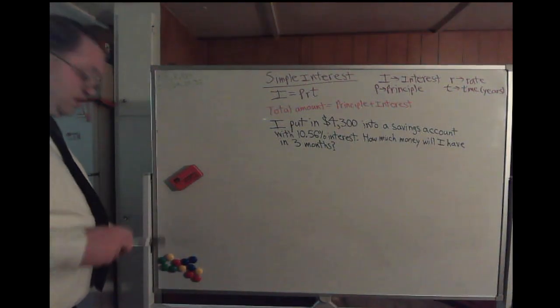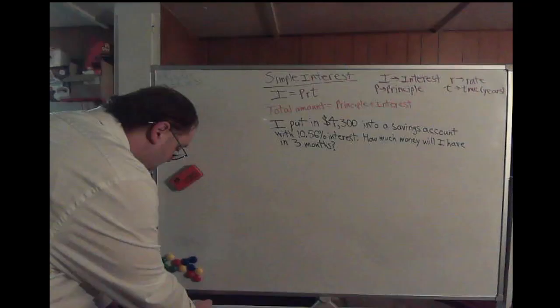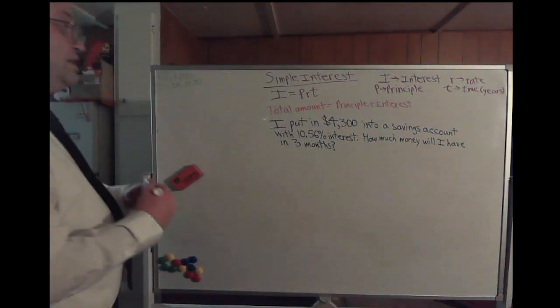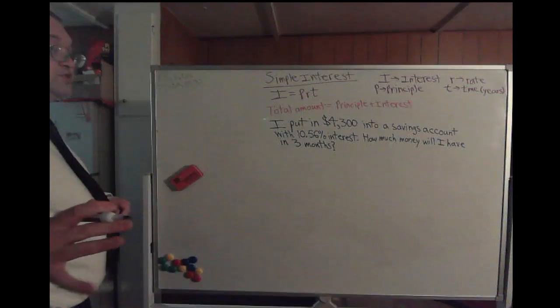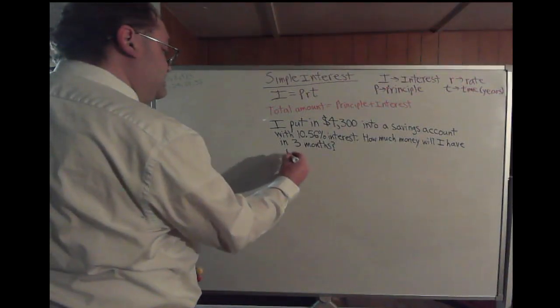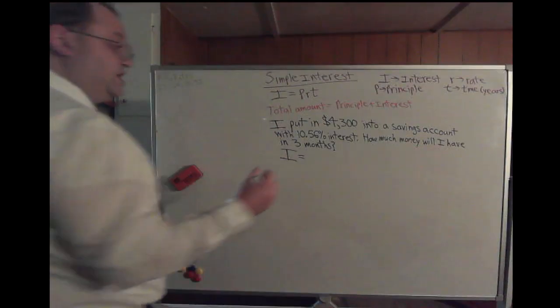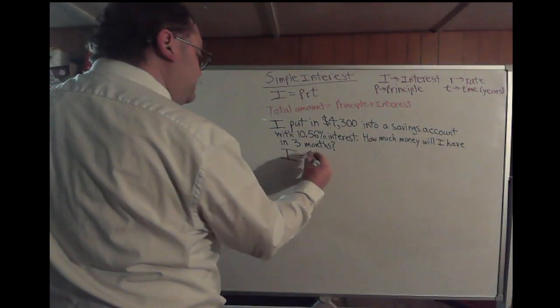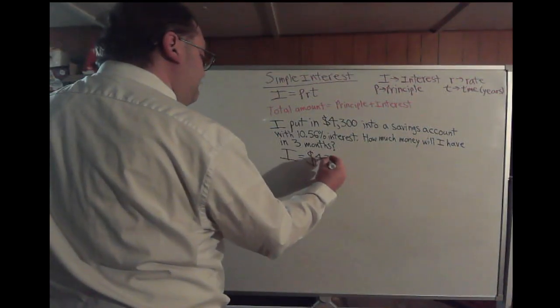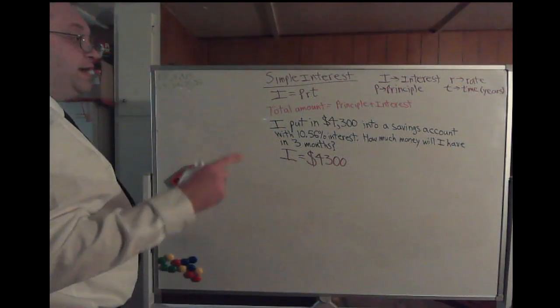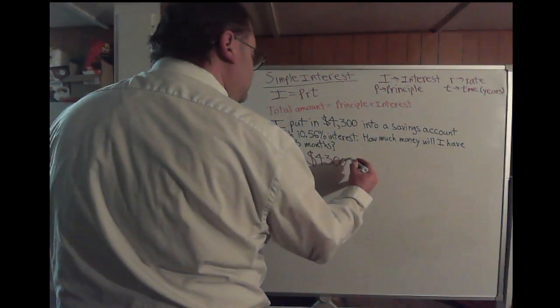So, again, what you're going to want to do here is, first thing, figure out what your interest is. So the interest in this case, of course, is equal to the principal, which is $4,300. And the rate for this is 10.56%.